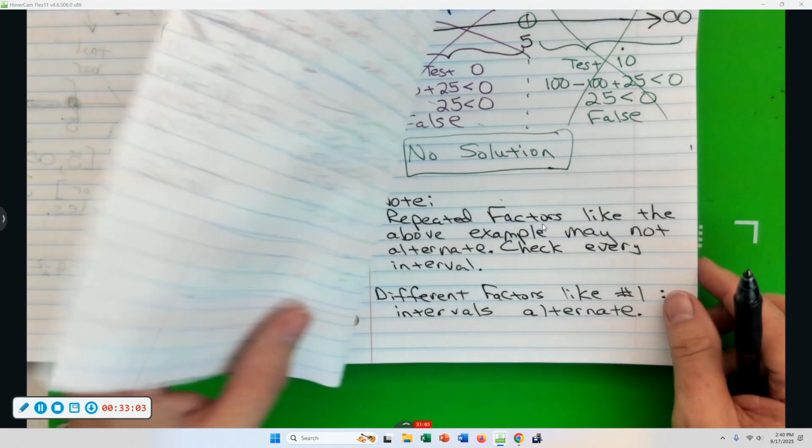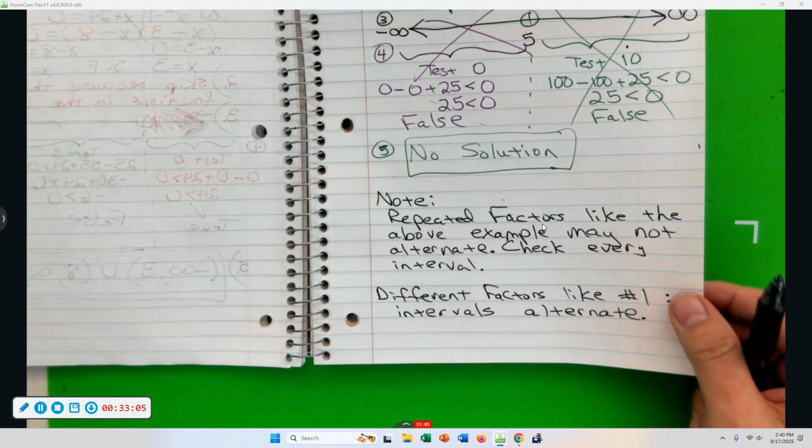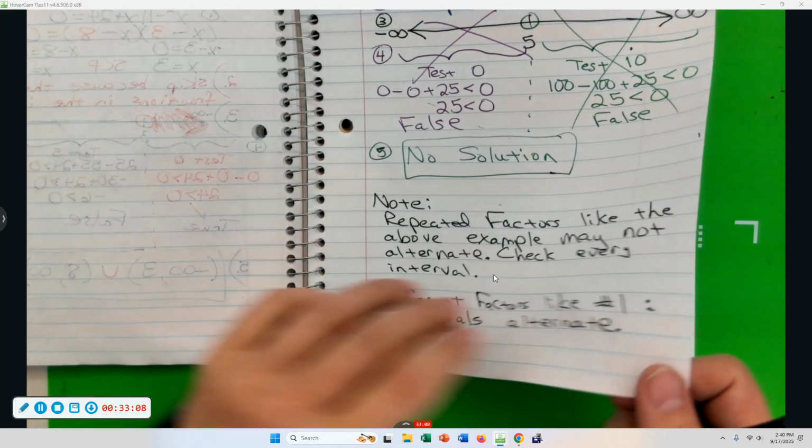If you want to test every interval, go for it. It's just going to take you a long time, okay?